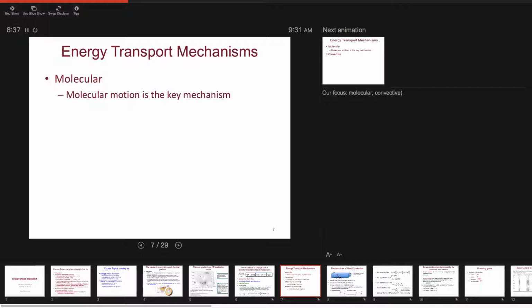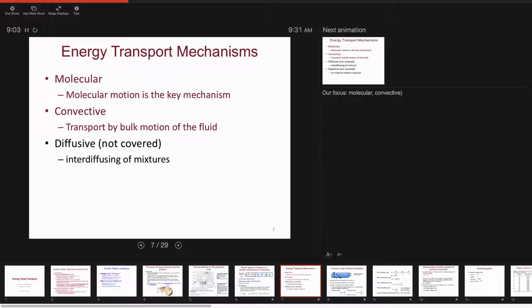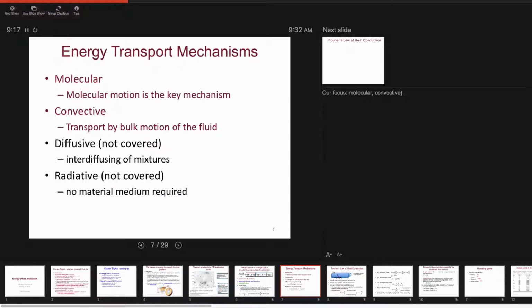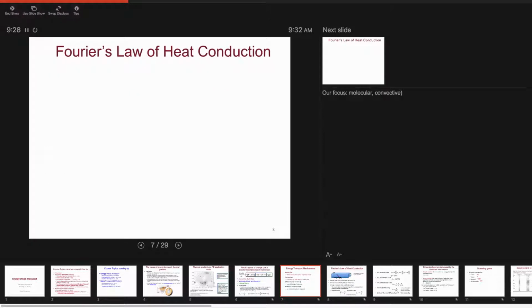So let's see what we have in energy transport. Now, the mechanisms themselves remain molecular. We're going to have molecular motion, which is the key mechanism. We're going to have convective, so some of the heat will simply be carried into whatever control volume I might be looking at. Some of the heat is simply transferred by bulk motion of the fluid. And diffusive, which is basically just by interdiffusing of mixtures of different types of molecules. They are going to carry their energy with them. That's not something that we're going to directly cover. Also, we're not going to cover radiative. In radiation, I don't need any medium, so I don't necessarily need molecules to transfer heat.